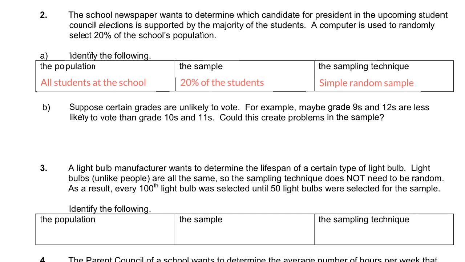So what I'm trying to get at here is, if they're interested in knowing who's going to vote for certain people, grade 12s are probably not going to vote for the school president next year because they're not going to be there. And grade 9s might not vote because, well, they might just not care, or they might not actually know who the people are. Grade 10s and 11s, they're the most likely to actually care about who the student council president is. So even though the students were chosen at random, this might not be a representative sample because it might not represent the people who are actually going to vote.